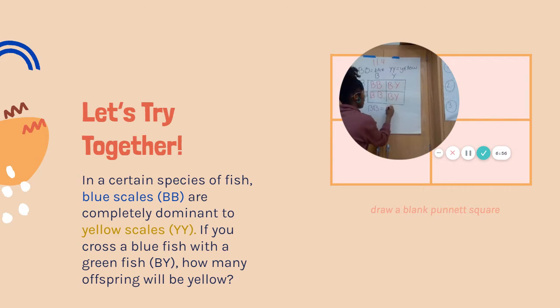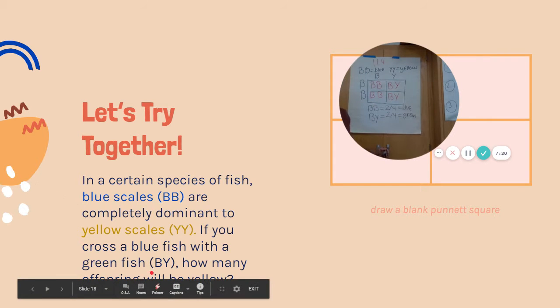So we know that B, B, there's 2 out of the 4 of those. Those are going to be blue. While B, Y, 2 out of the 4, are going to be both blue and yellow, so they're going to look green. The question asked, how many offspring will be yellow? None. None of them will be yellow.